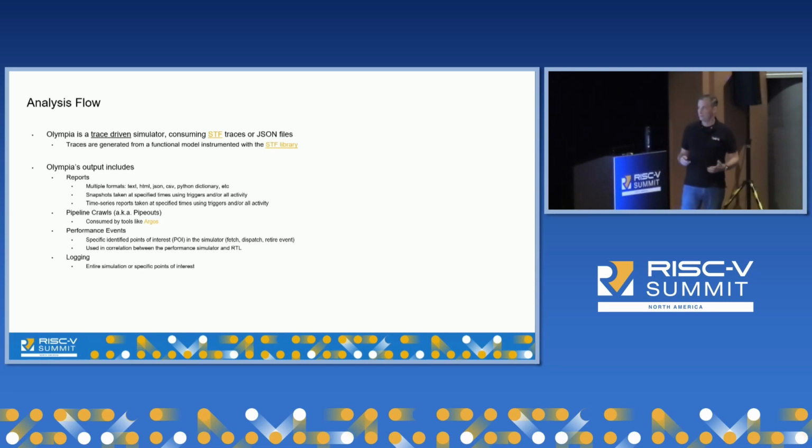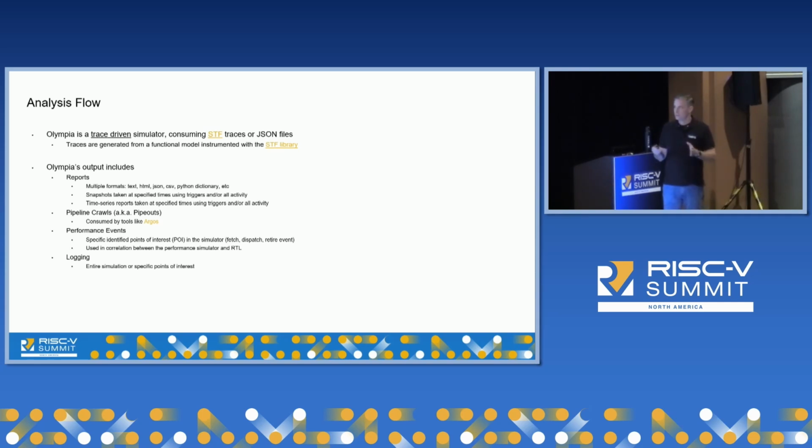The output from Olympia, after it's consumed and run that trace that was generated from a functional model that's static on disk: you take that trace and you run it through Olympia. You can program Olympia, ask it to generate tons of information. It can generate reports in different types of formats: text, HTML, JSON, CSV, Python dictionaries, whatever you want as far as your backend tools for slurping up data.